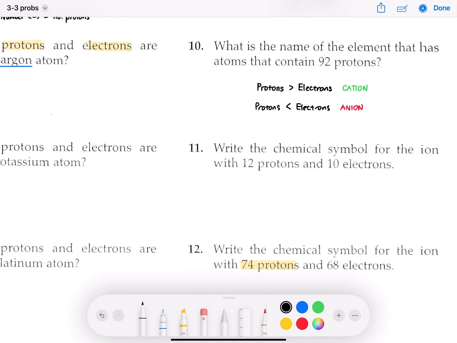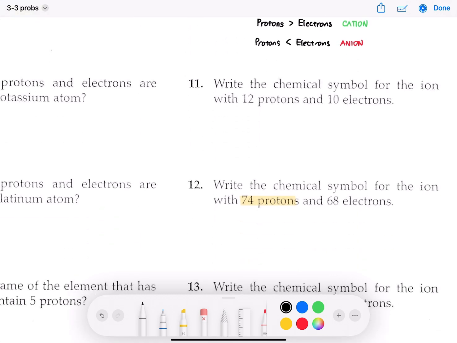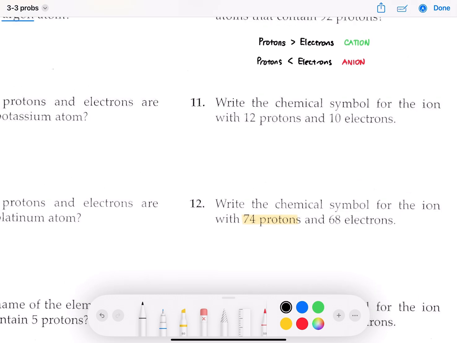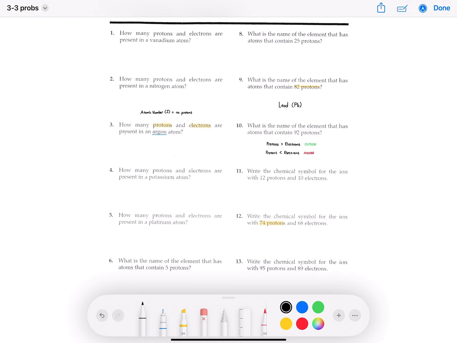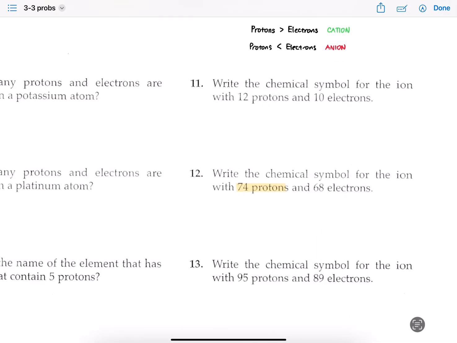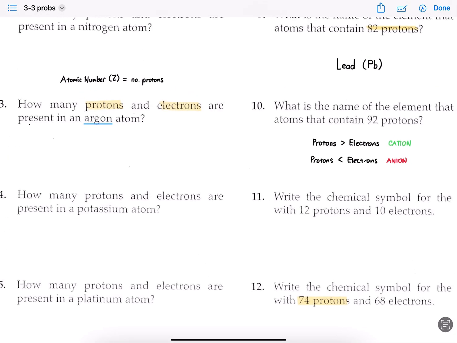The third type of problem is this. Write the chemical symbol for the ion with 74 protons and 68 electrons. In this case, there are two things that we need to consider. First of all, what is the identity of the element? And second, what's the charge? The identity of the element is actually revealed by the protons, because like I said, the atomic number is a specific quality for each element.